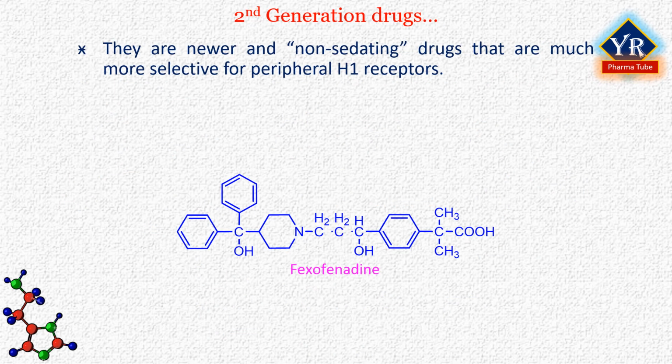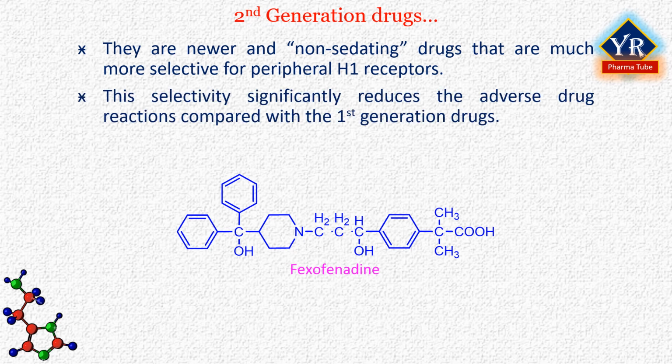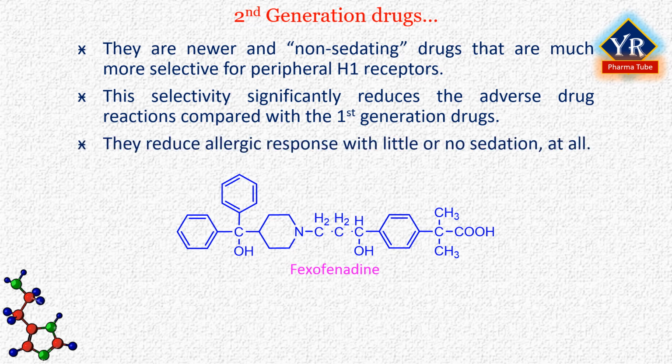The second generation antihistamines are newer and non-sedating drugs that are much more selective for peripheral H1 receptors in preference to the CNS histaminergic and cholinergic receptors. This selectivity significantly reduces the occurrence of adverse drug reactions compared with the first generation agents, while still providing effective relief of allergic conditions. They reduce allergic response with little or no sedation at all. For example, cetirizine, loratadine, fexofenadine, astemizole, mizolastine, terfenadine, etc.